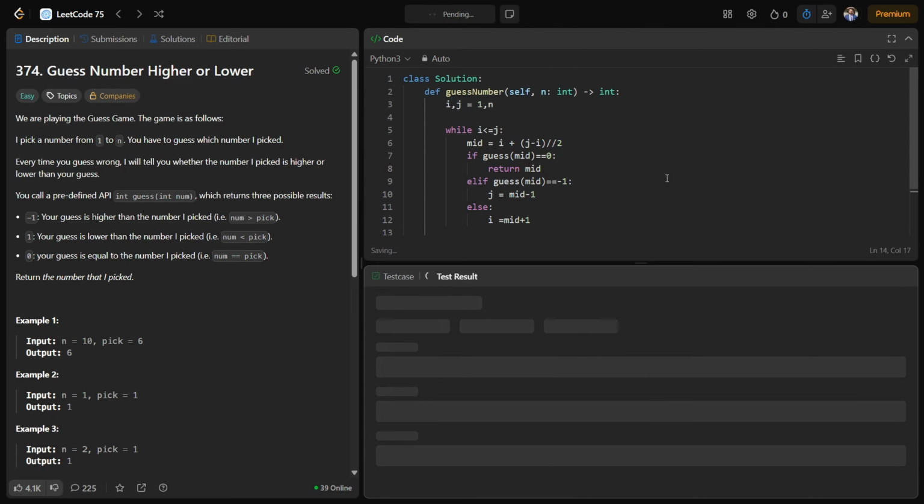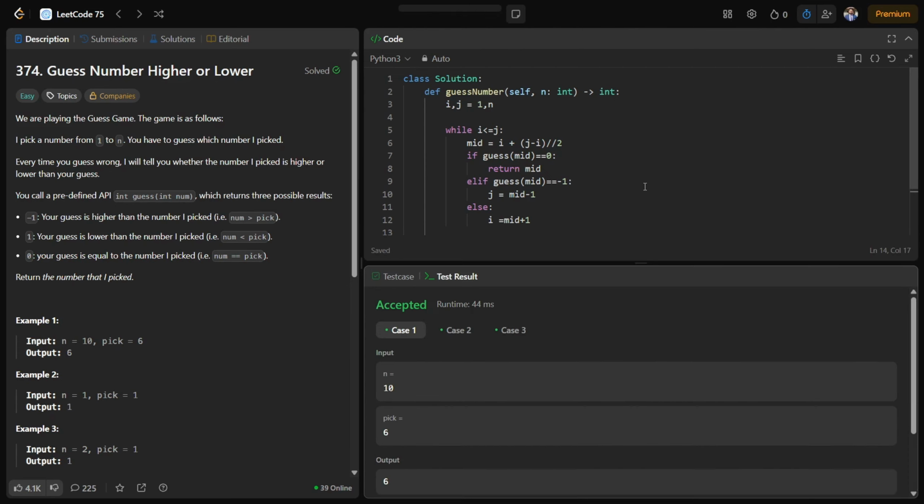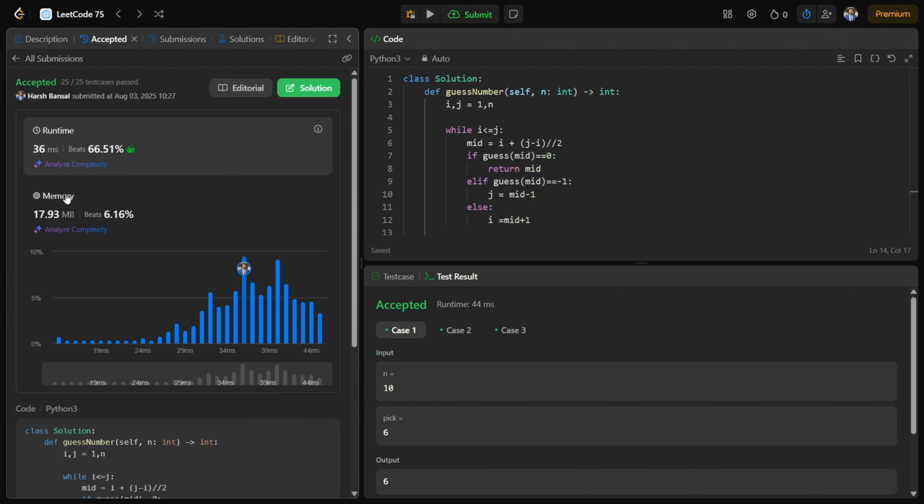Now let's try submitting the sample test cases. Okay, now finally submit the solution. So we have successfully submitted our solution.